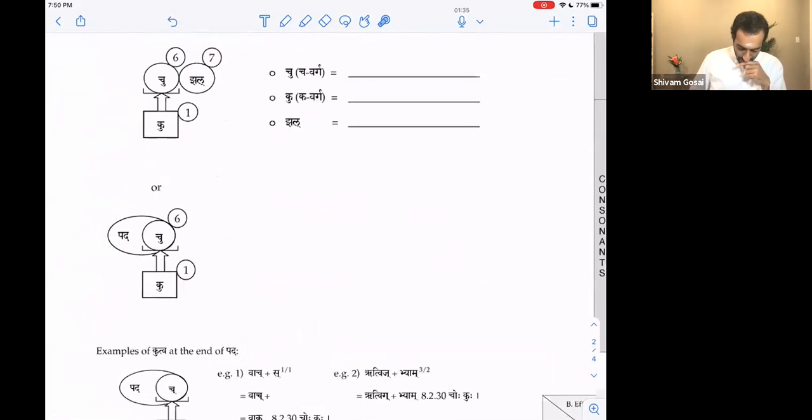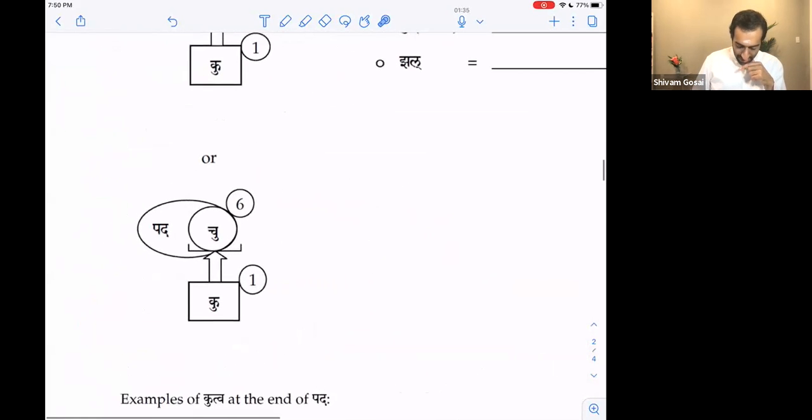What it says is when chu is at the end of a pada, then it's replaced by ku. Right? When chu is at the end of a pada, it gets replaced by ku. Okay, what is chu and what is ku?